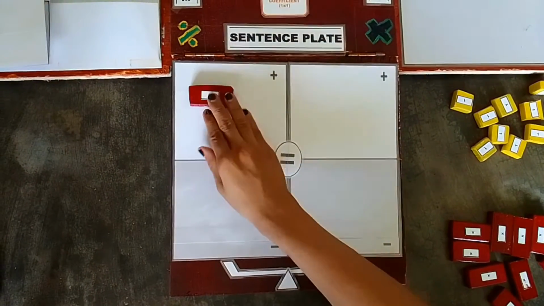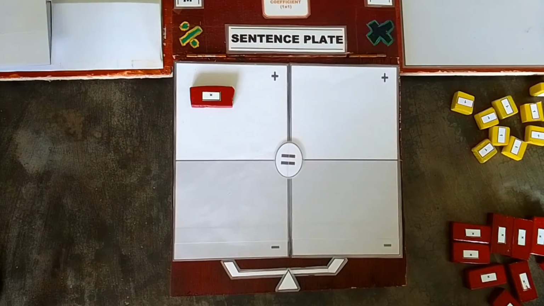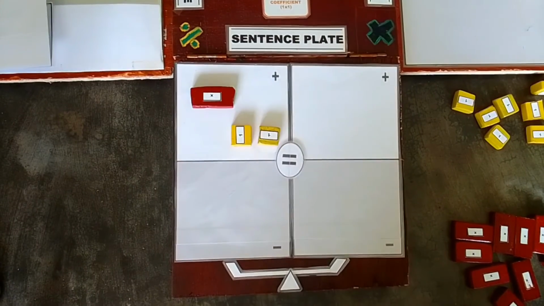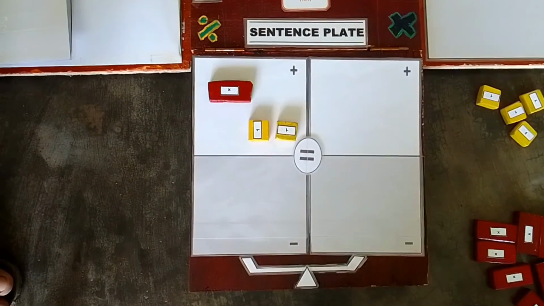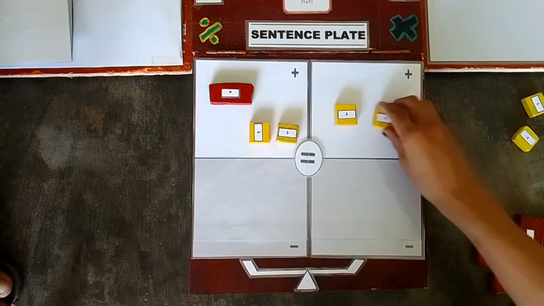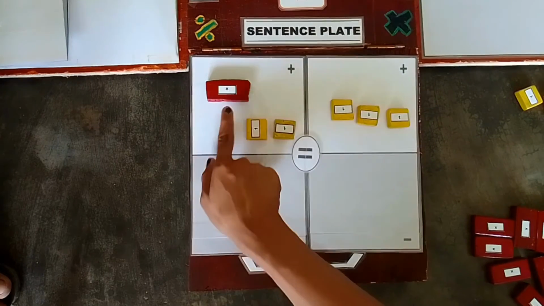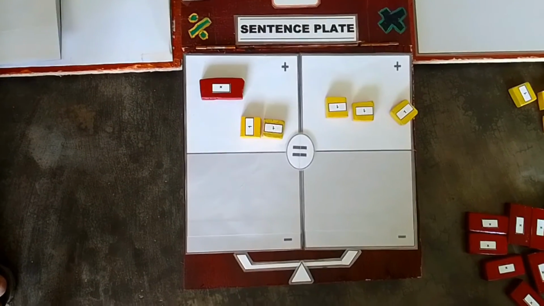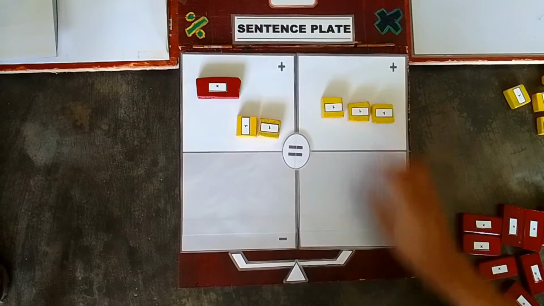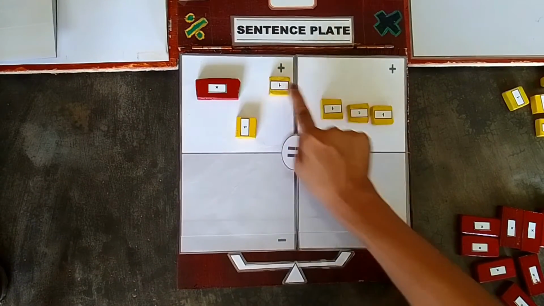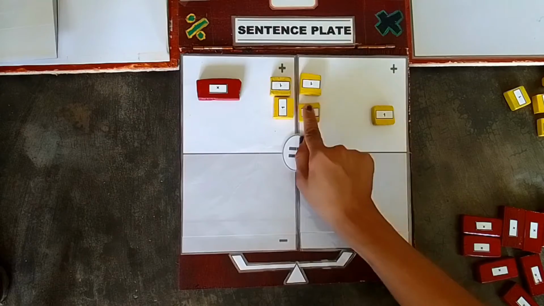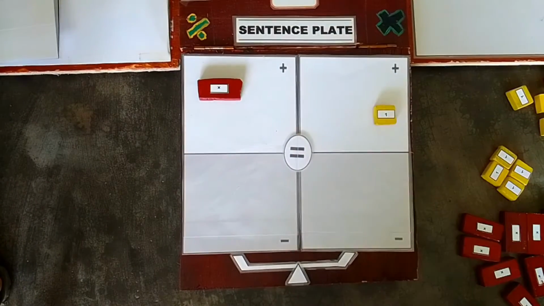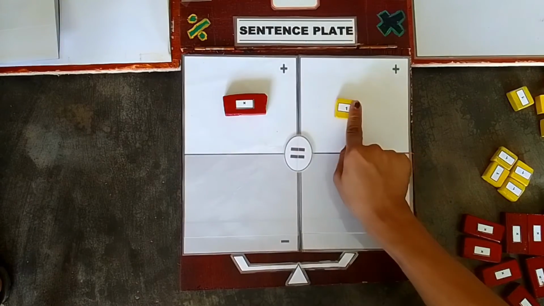We will place 1 tile for x and 2 tiles for positive 2 at the left, and 3 tiles for positive 3 at the right. So this shows that x plus 2 equals positive 3. So we will use the zero pair strategy. So by using the zero pair strategy, we pair these constants and isolate x on the plate. So as we can see, the result will be x equals 1.